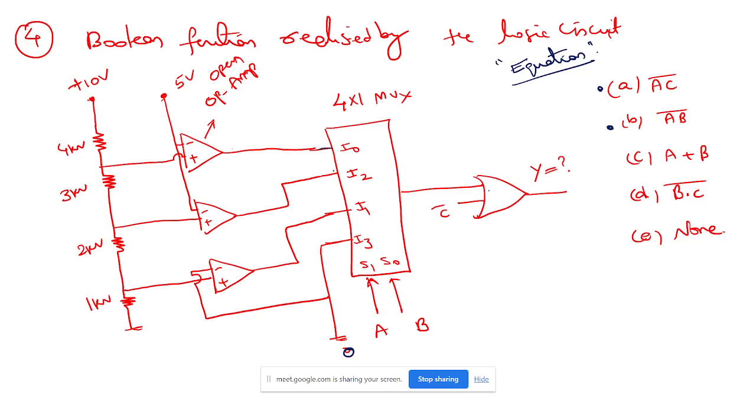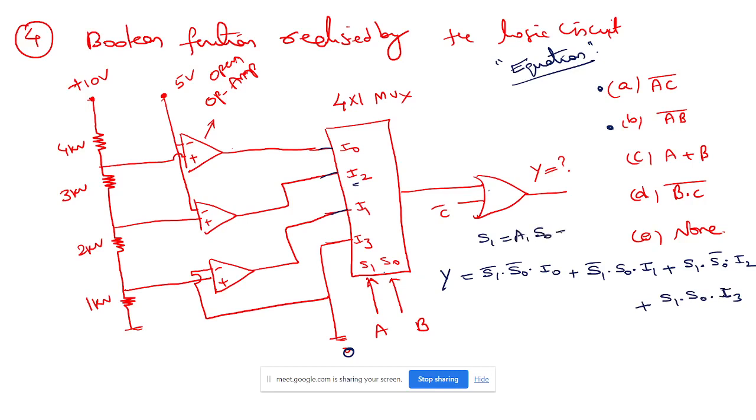Now, to obtain the equation, you need to know the inputs, right? You already know the select lines. You can write Y is what? S1, S0, right? What is the output equation? S1 bar S0 bar I0 plus S1 bar S0 I1. Be clear, okay? There is I2 here. Don't get confused. Plus S1 S0 bar I2 plus S1 S0 I3. Here we are very clear: S1 is A, S0 is B. What we don't know is what I0, I1, I2, I3 are.